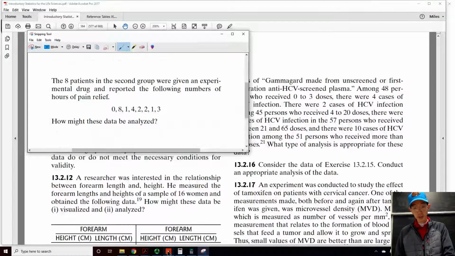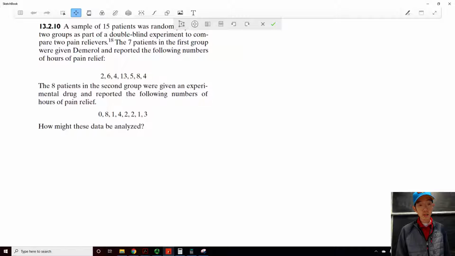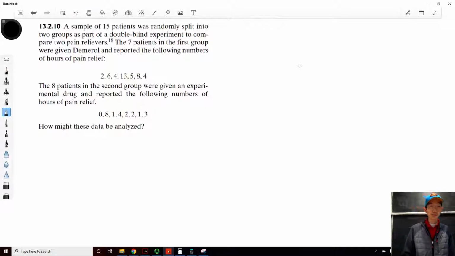Okay, so let's take a look here. It says a sample of 15 patients were randomly split into two groups as part of a double-blind experiment. The 7 patients in the first group were given Demerol and reported the following number of hours of pain relief. And then the 8 patients in the other group were given an experimental drug and reported the following numbers of hours of pain relief. So how might these data be analyzed?